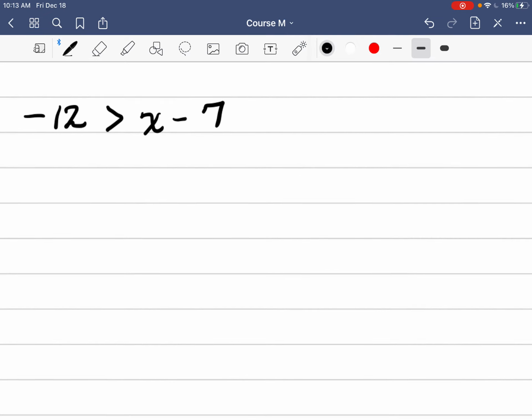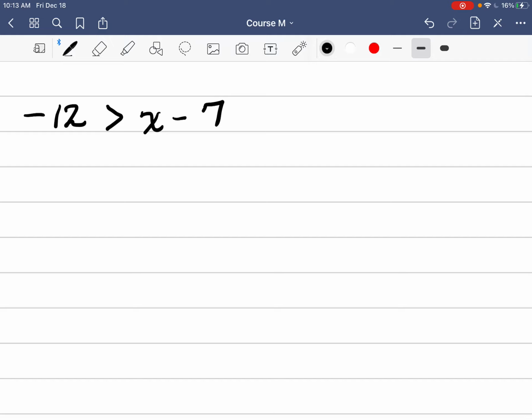And first of all, let's just study this. Let's see what this is actually saying to us mathematically. It's saying that negative 12 is greater than or bigger than an unknown number minus 7. So we're used to seeing an equal sign there because we've been solving equations where we found one number that would make the equation true. But in this case, we're going to find a whole range of numbers that will make the inequality true.